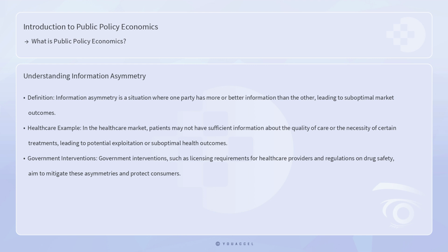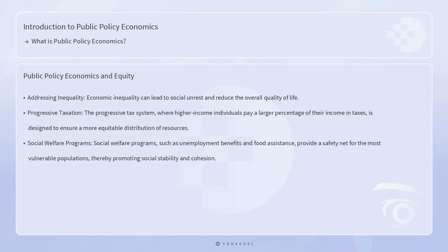protect consumers. In addition to correcting market failures, public policy economics also addresses issues of equity and distribution. Economic inequality can lead to social unrest and reduce the overall quality of life. Progressive taxation and social welfare programs are tools that governments use to redistribute income and reduce inequality.